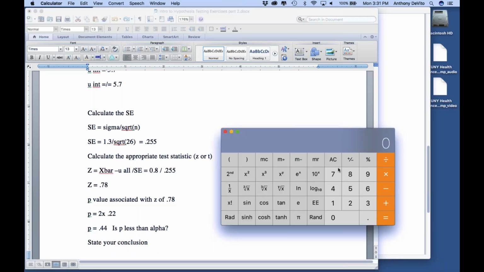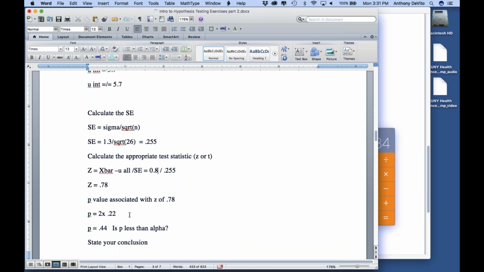Okay, here, let's try that again. So it's 0.8 divided by the standard error, which was 0.255. So what's the z-score? The z-score is 3.14. Okay, so what's the probability? What's the percentage in the tail for a z-score of 3.14?